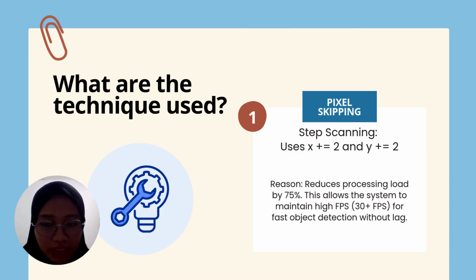Hi, my name is Alia and I will explain the techniques used in making the sport object tracking system. The first technique we use is pixel skipping, which is step scanning. The reason is that it can reduce processing load by 75%. This allows the system to maintain a high FPS of around 32 to 38 FPS for fast object detection without lag.